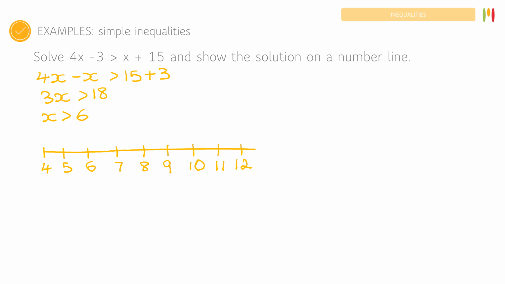So as x is strictly greater than 6, we draw an open circle above the peg that represents 6 and then draw an arrow to the right of 6 to represent all the values greater than it. So we are done.